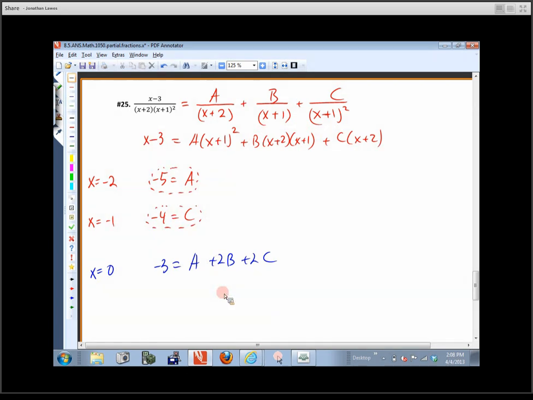How many variables does it have? It has 3 variables. How many do we already know? We already know 2 of them, so you could take those and plug them in. So -3 equals -5 plus 2b, and this would be -8, is that right? So if I move this stuff over, we're going to be adding 13. So if I add 13, this is going to be 10 to b. So that means b equals 5.